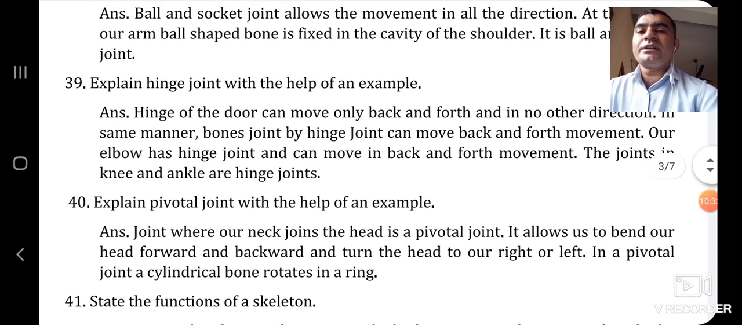Now the next question is, state the function of skeleton. You have to write this, function of skeleton.